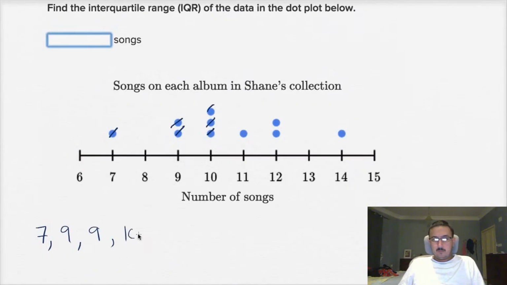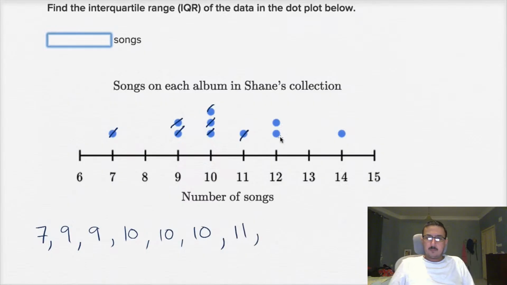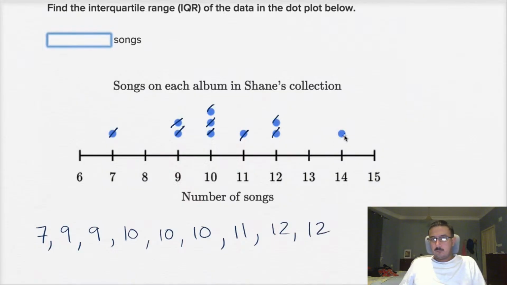So 10, 10, 10. Then we have an 11. We have 2 12s. And then finally, we have an album with 14 songs. 14. So all I did here is I wrote this data like this.